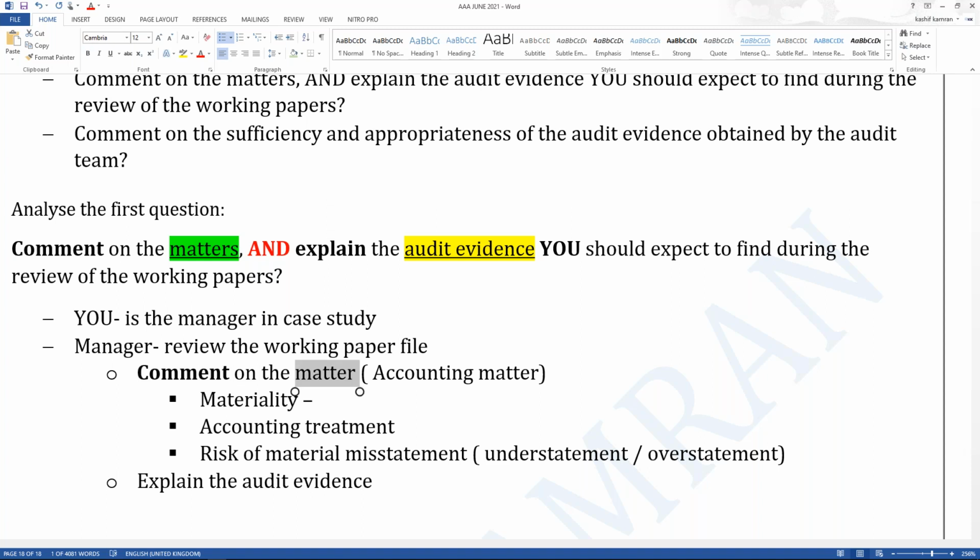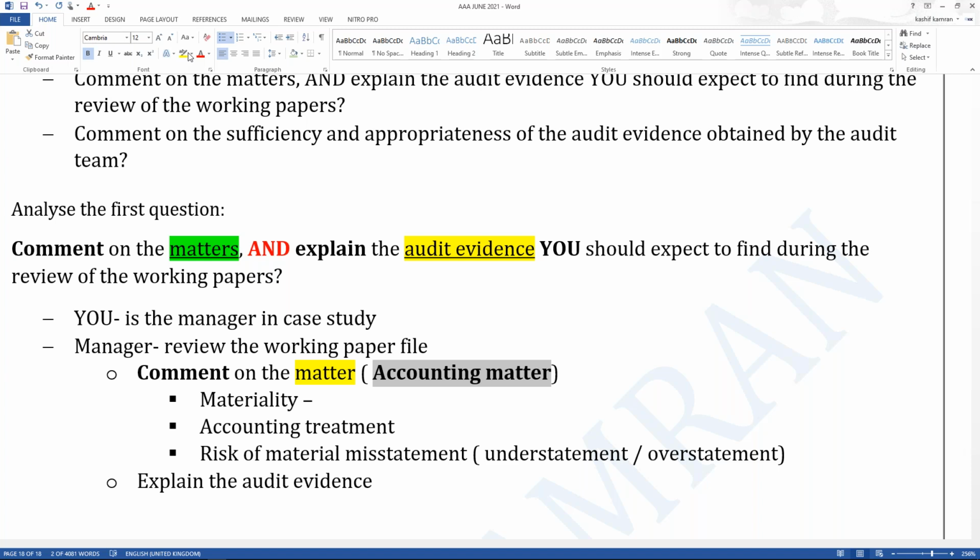Why do you comment on materiality, accounting treatment, and risk of material misstatement? Because the matter here is an accounting matter. It could be IFRS 2, IFRS 5, IFRS 3, IAS 20, IAS 21, IAS 36, 38, 40, 41, anything. So when you are a manager looking at an accounting matter, first you comment on the materiality, then on the accounting treatment, and then on the risk of material misstatement, what is under and overstated, only when the treatment is wrong.